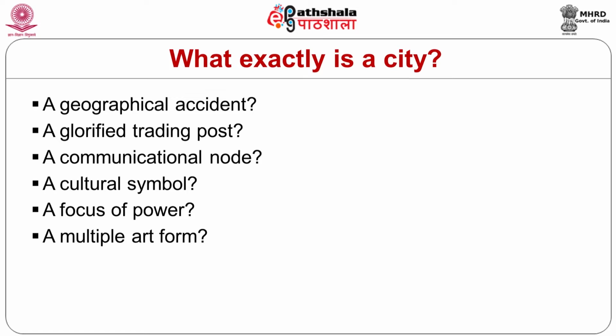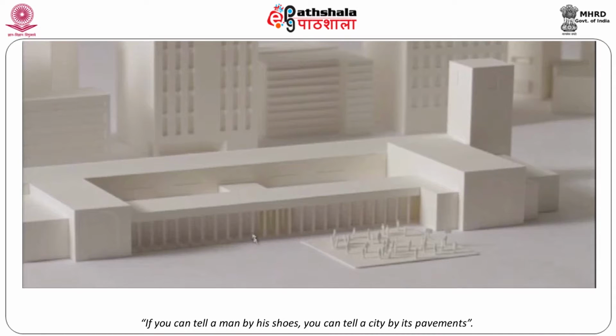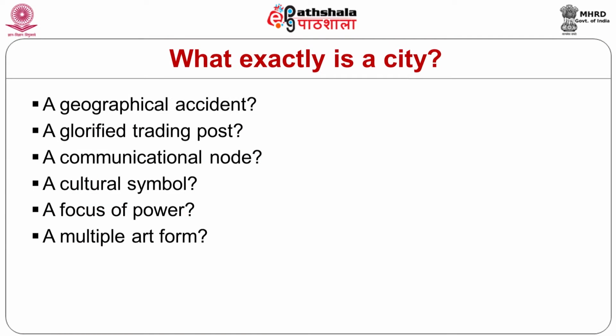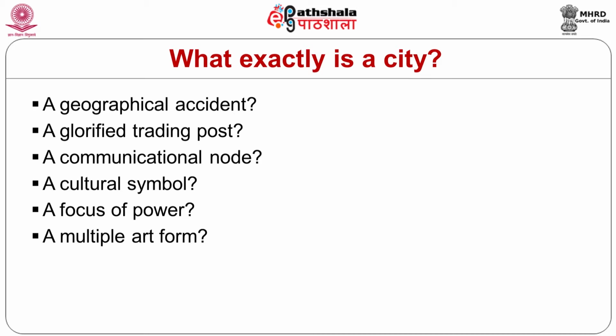What exactly is a city? A city is the manifestation of people coming together, of buildings and urban amenities and good infrastructure. Now, in this particular slide, we are going to talk about how people have thought about cities, how cities have come into being. A city has not been a geographical accident per se, but when you see cities in developing nations having so many slums, it reflects inadequate housing, a glorified trading post.